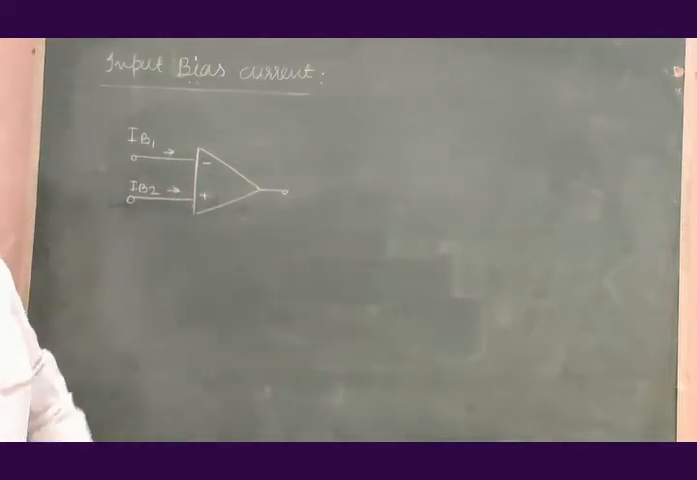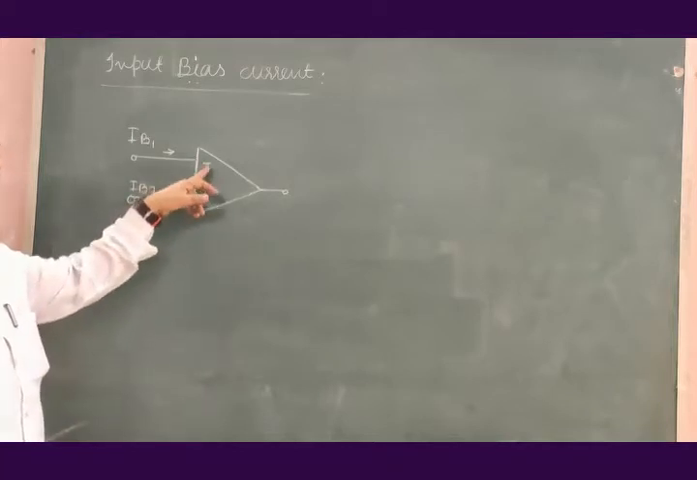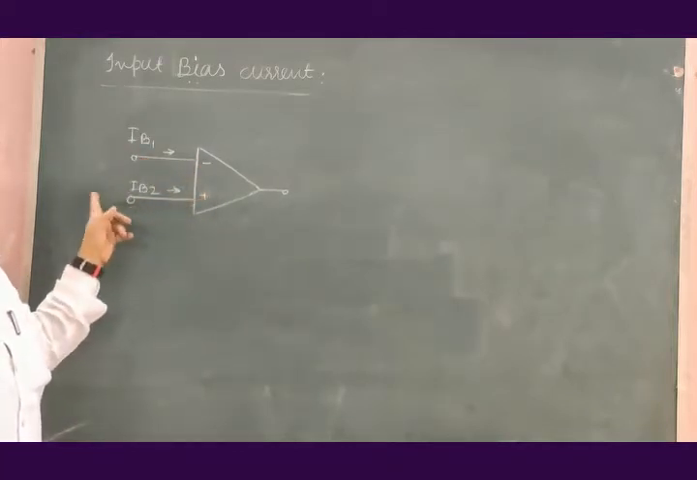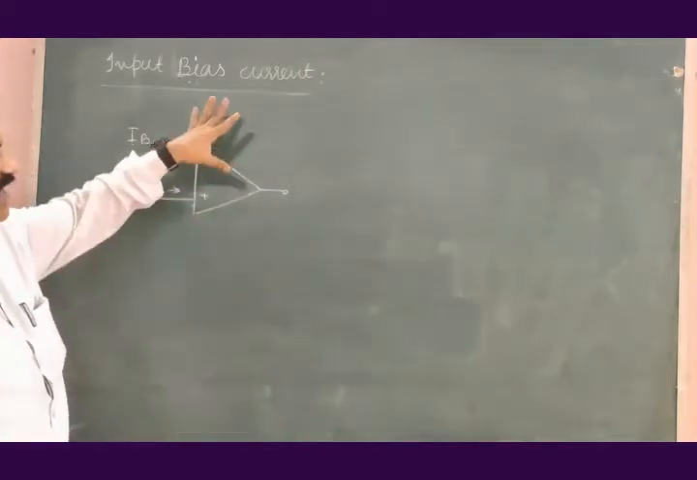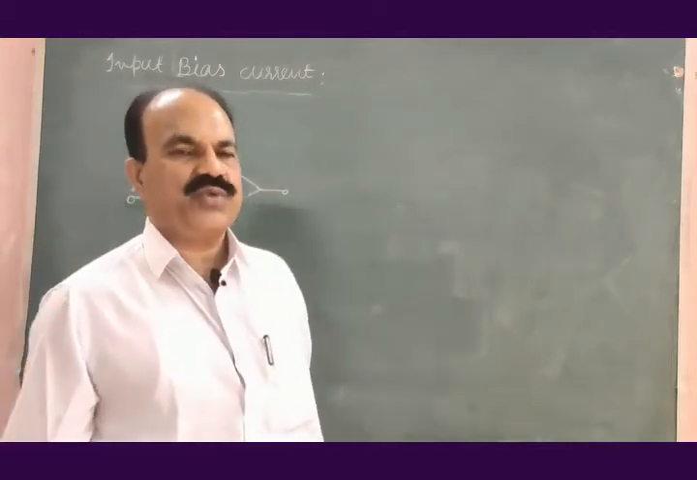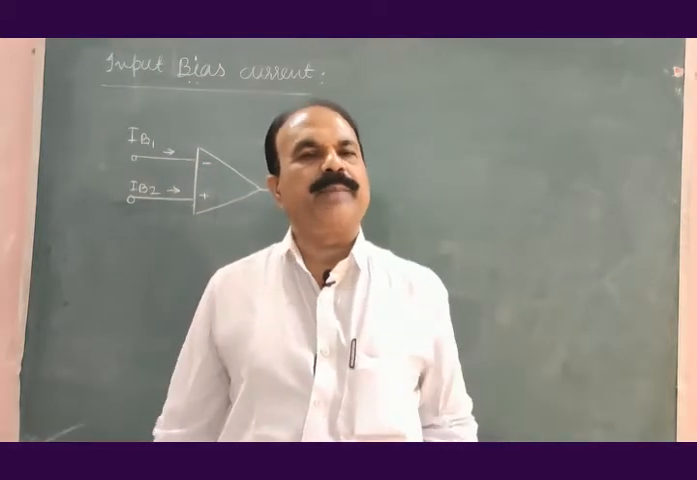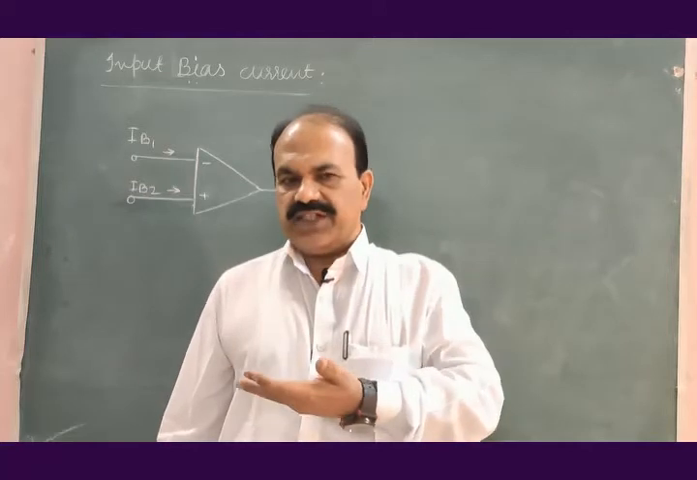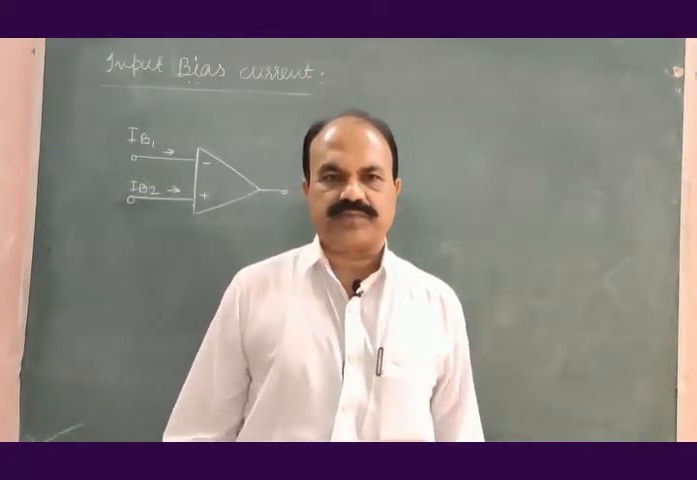This is the symbol of operational amplifier. Inverting input terminal, non-inverting input terminal. This is output terminal. For simplicity, other pins of operational amplifier are not shown. The pins used for offset null, the pins used to supply the DC voltages for biasing purpose are not shown.